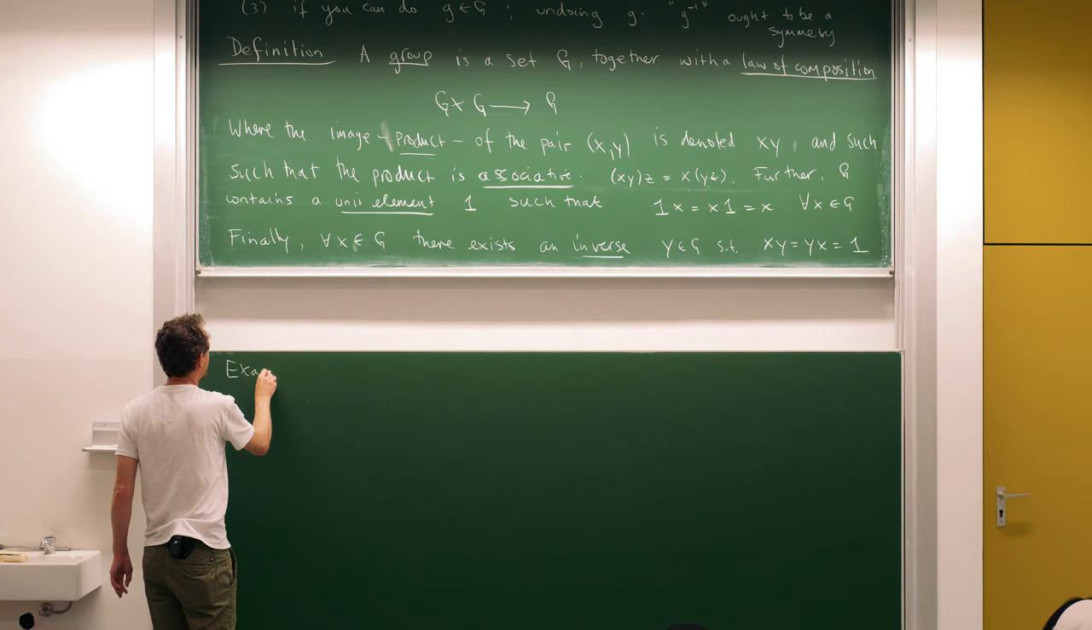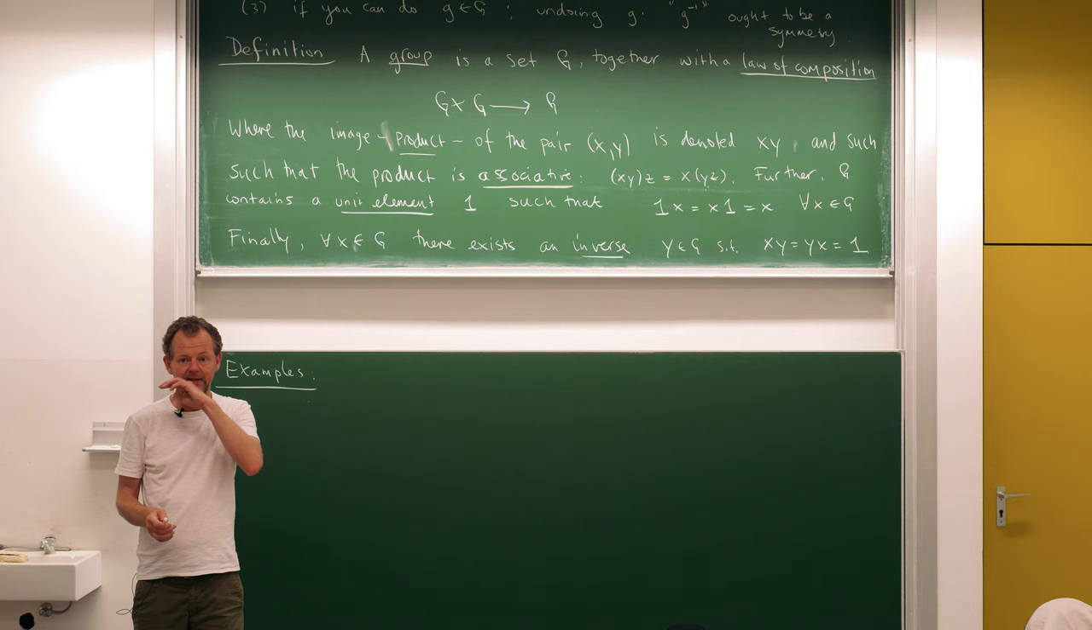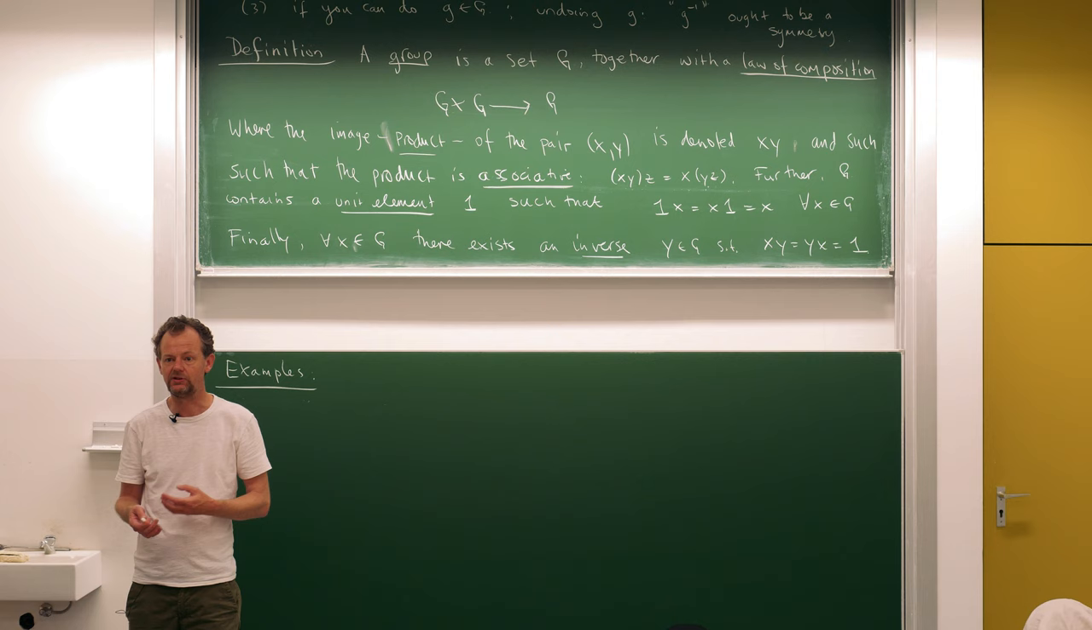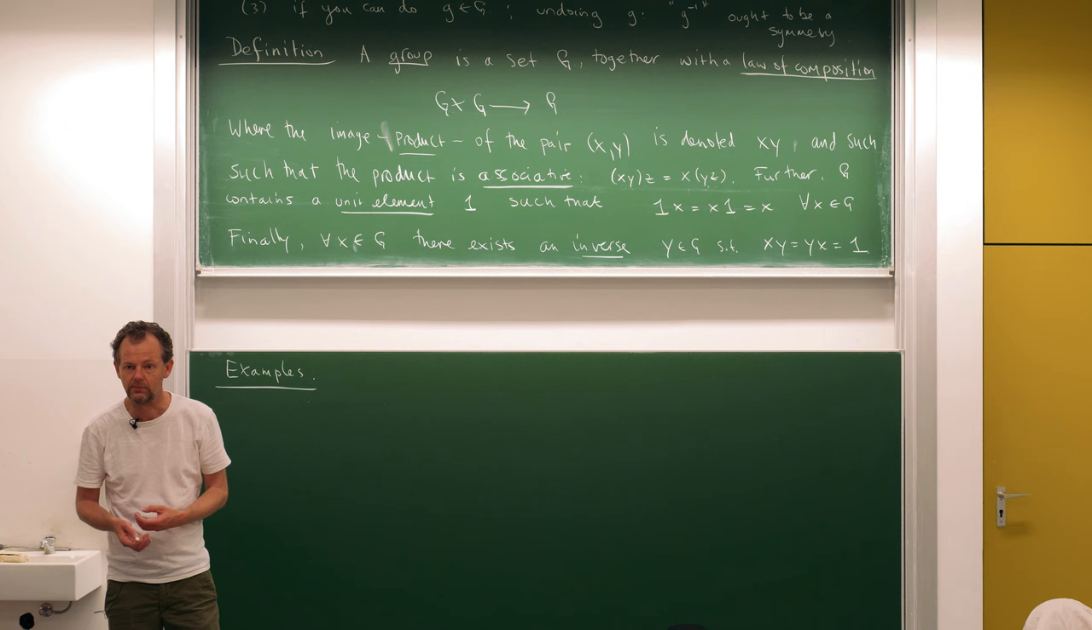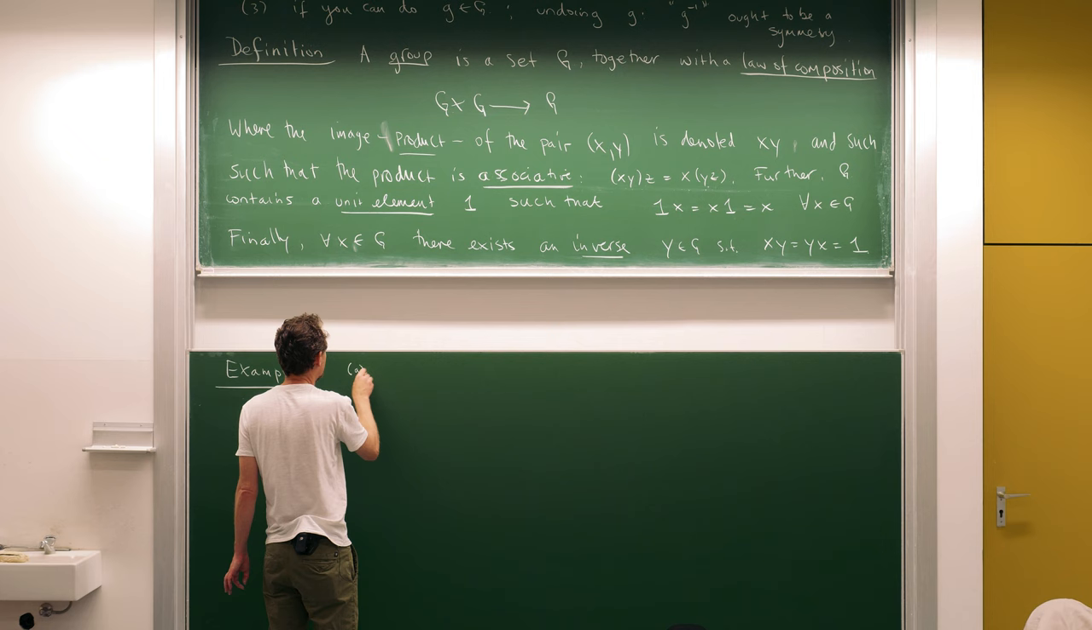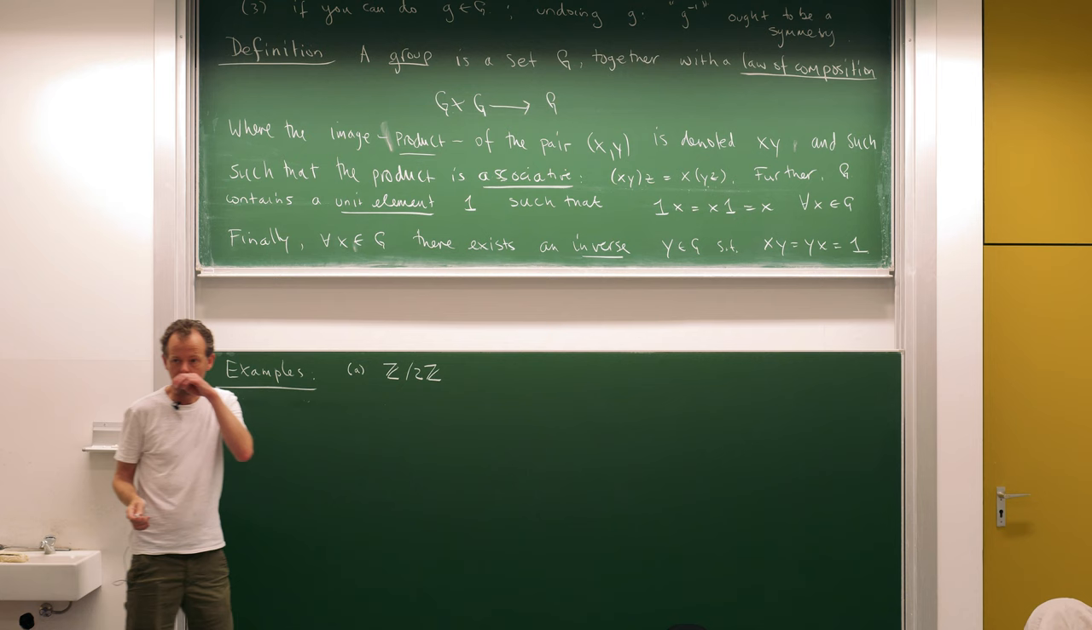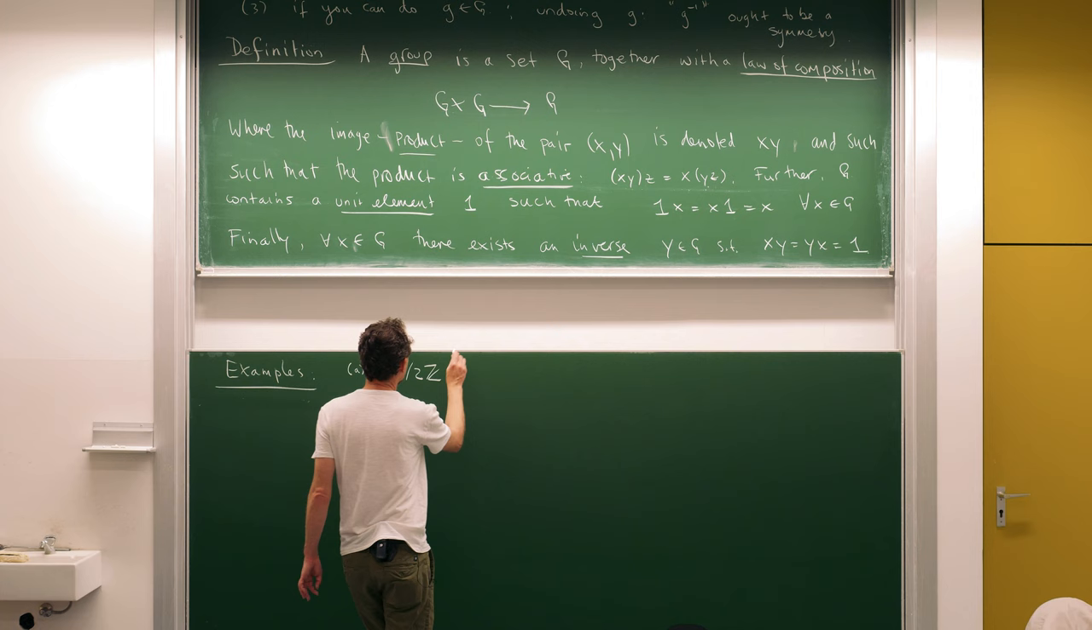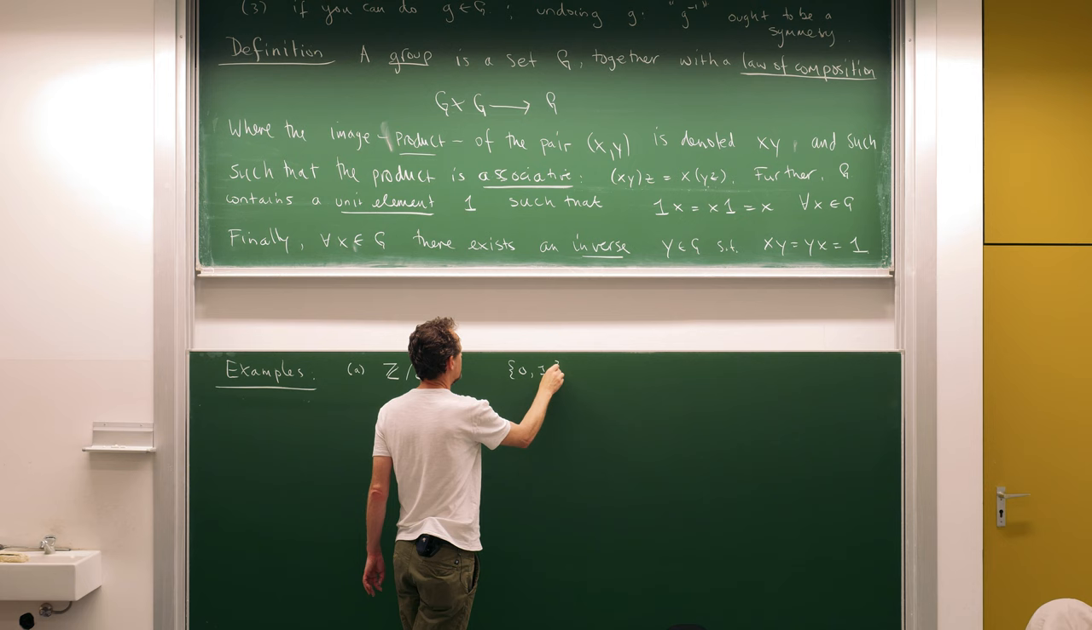Now, each of these examples has a physical reason to be. I'm going to give you a list of examples, and each of them does appear in physics somewhere or another, and I'll try and give you some sense of where that is. So the first example is the set of numbers with addition modulo 2. So the set itself is comprised of two elements, 0 and 1.